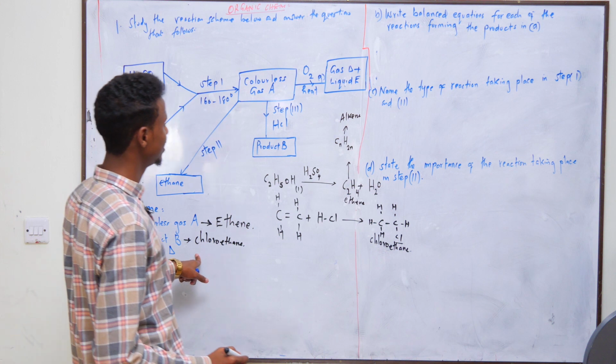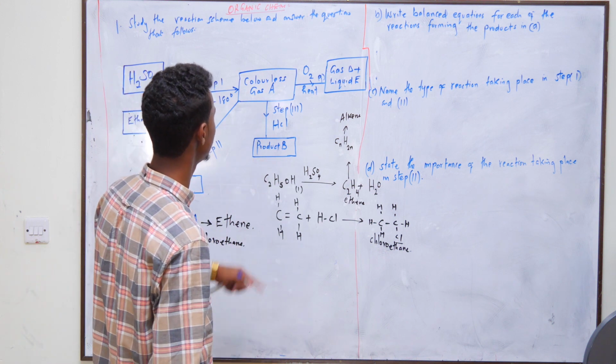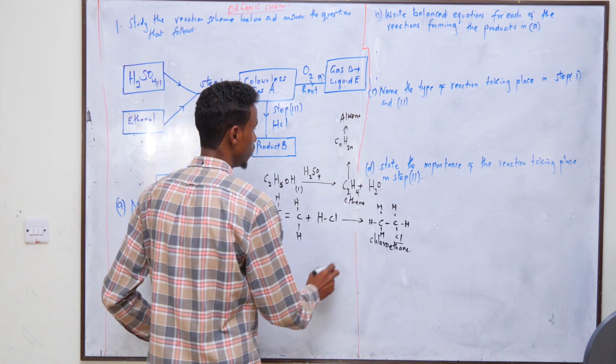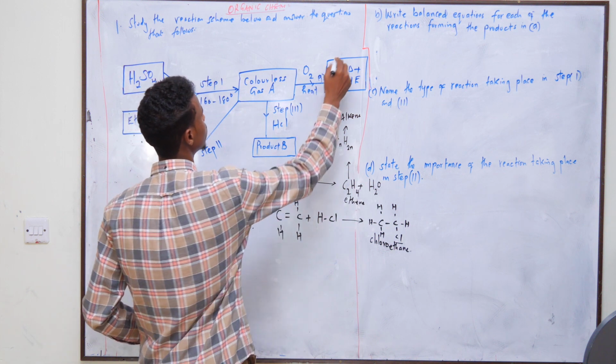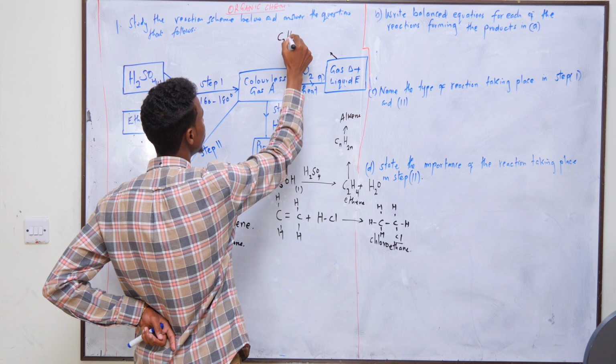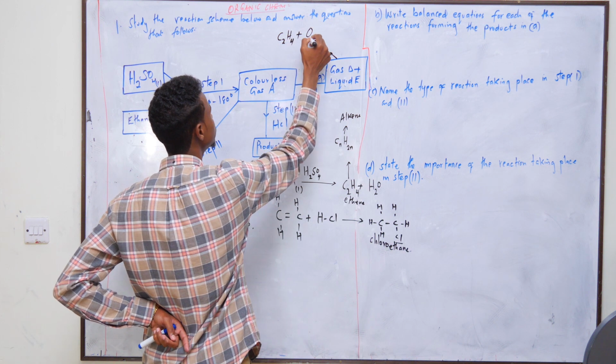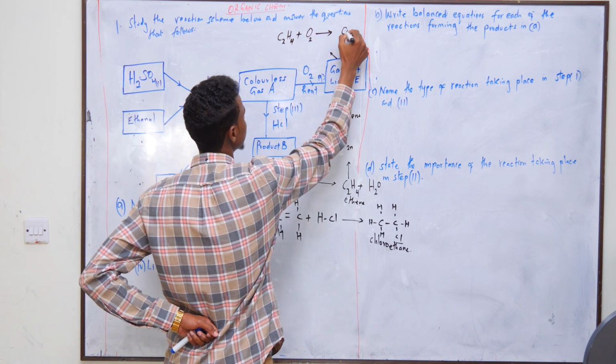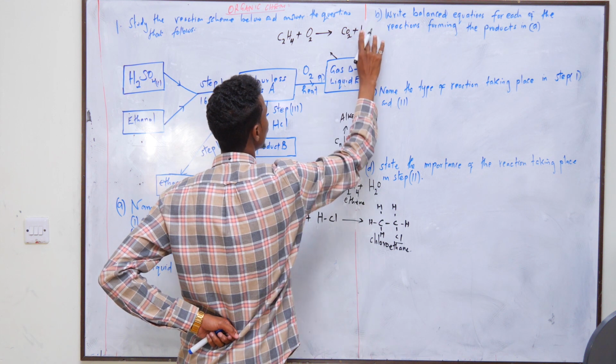Gas D. Now gas D, class, is basically very simple. Let's come here and write gas D. This one is formed by the reaction between C2H4 plus oxygen gas. Automatically, carbon dioxide and water will be formed.